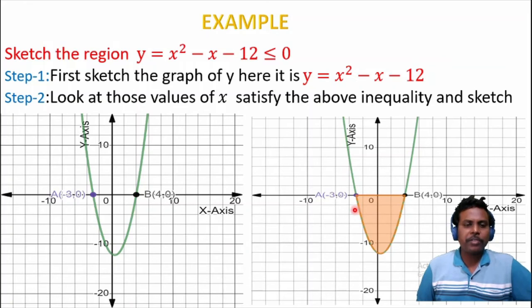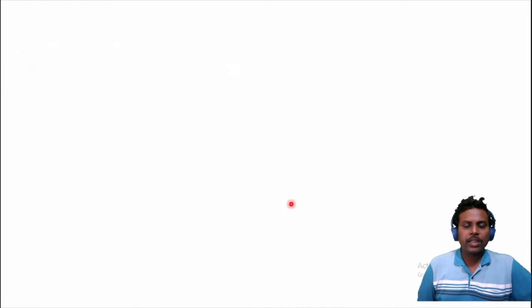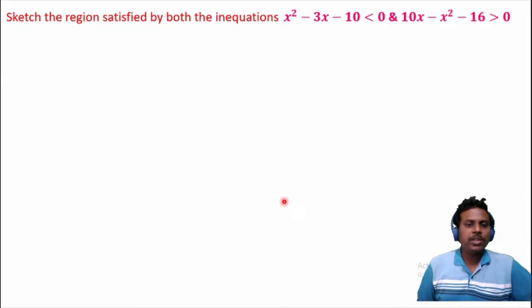What is the first step? For sketching the region of any inequality, first you have to sketch the graph of the equality, y equal to the given expression. After drawing that, you have to look for those values of x which satisfy the inequality. Let us see the next example. Sketch the region satisfied by both the inequalities x square minus 3x minus 10 less than 0 and 10x minus x square minus 16. I think this example we have sketched actually. Now you can try x square minus 3x minus 10.